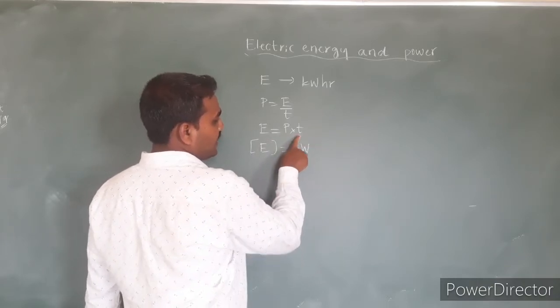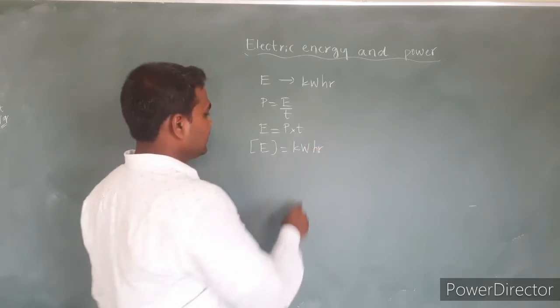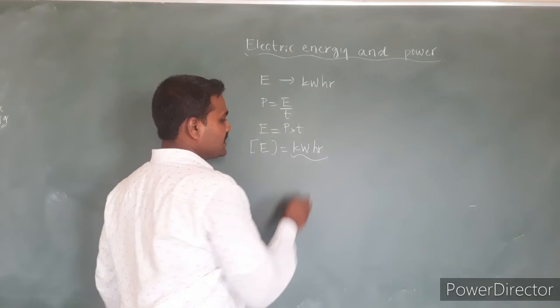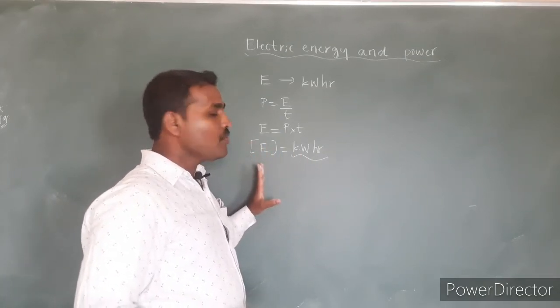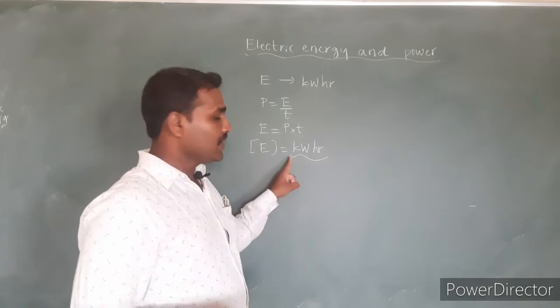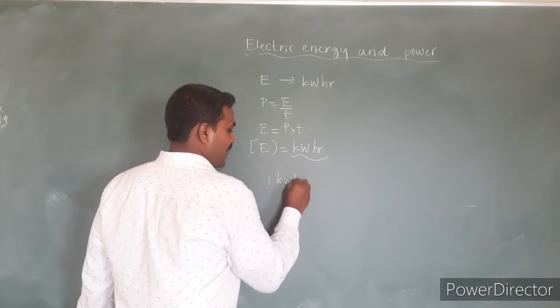Kilowatt into time is taken as hour here. So kilowatt hour is the conventional unit of electric energy. And how much is 1 kilowatt hour in terms of joule? So that I can write it as 1 kilowatt hour.